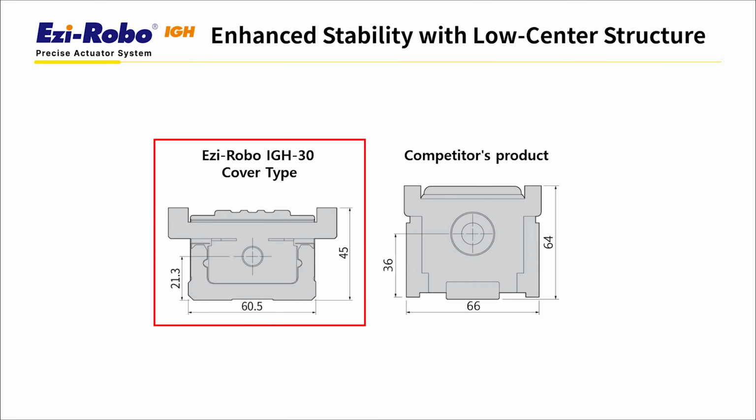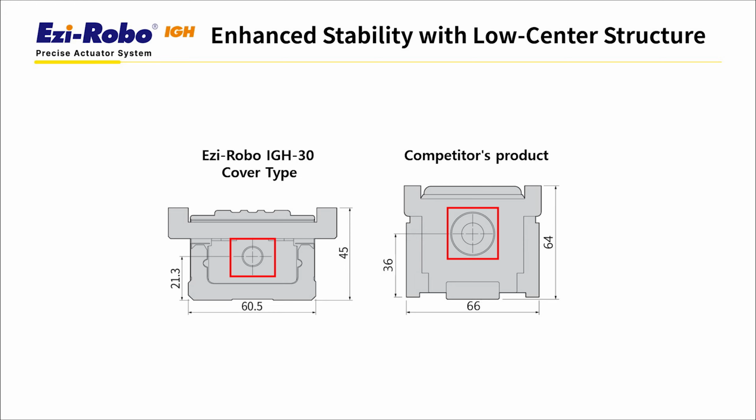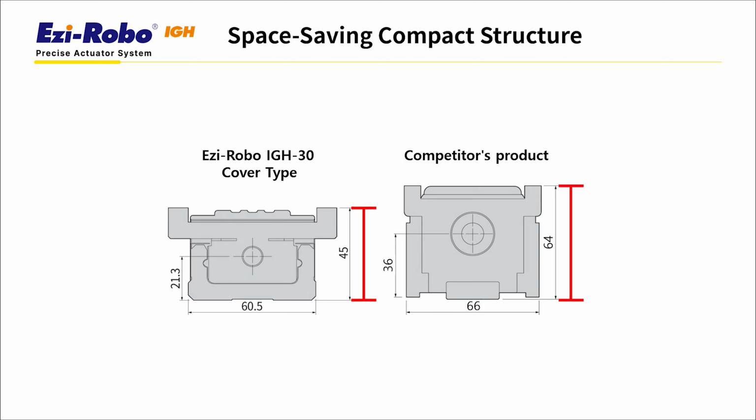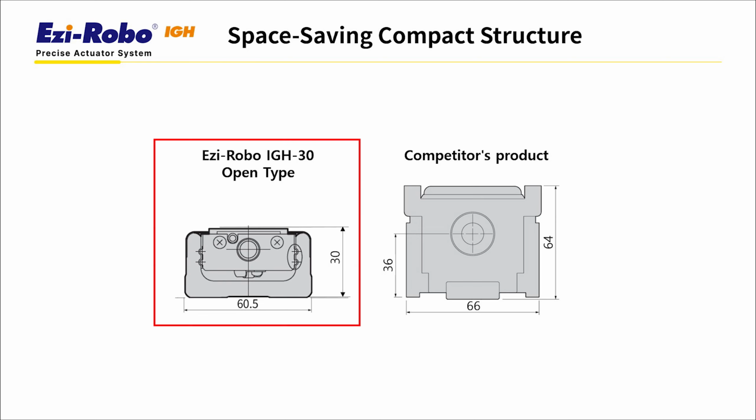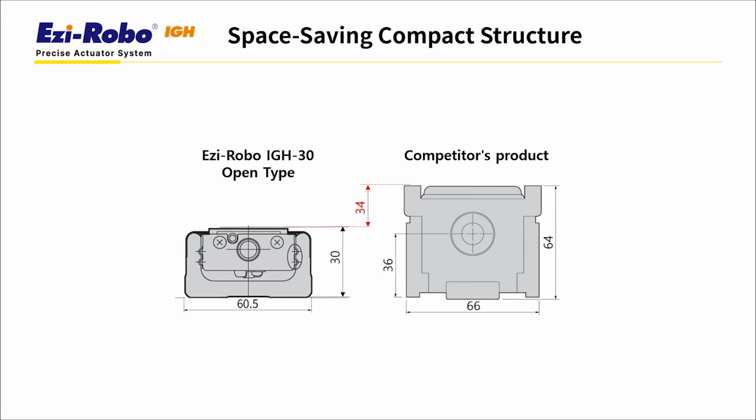Using the Ezi-Robo IGH model as an example, let me explain the structural features in comparison with competitor products. The circular section in the center is where the ball screw is mounted. Compared to competitor models, it features a low center of gravity design, which enhances running stability. It also offers an advantage in installation space, thanks to its lower installation height compared to competitor products. You can see that there is a 19 mm difference in height. If you decide to use the open type of Ezi-Robo IGH to reduce the design height, the height is reduced by 34 mm compared to competitor products, giving you the advantage of minimizing the overall equipment size during design.